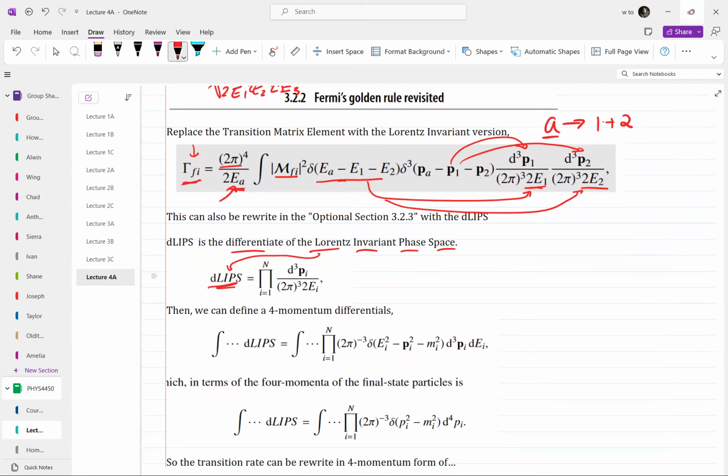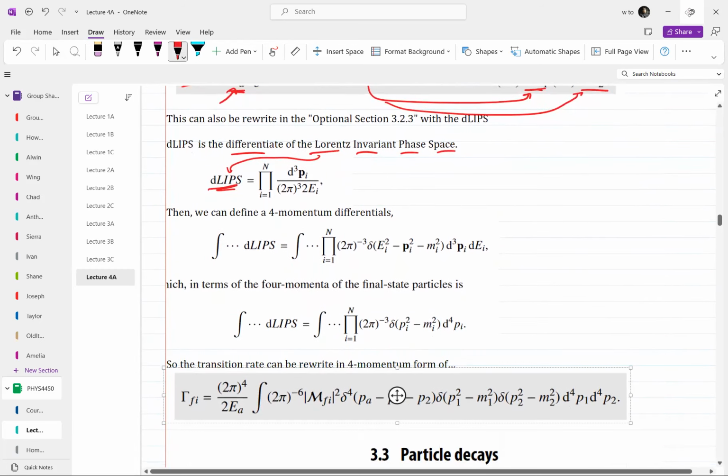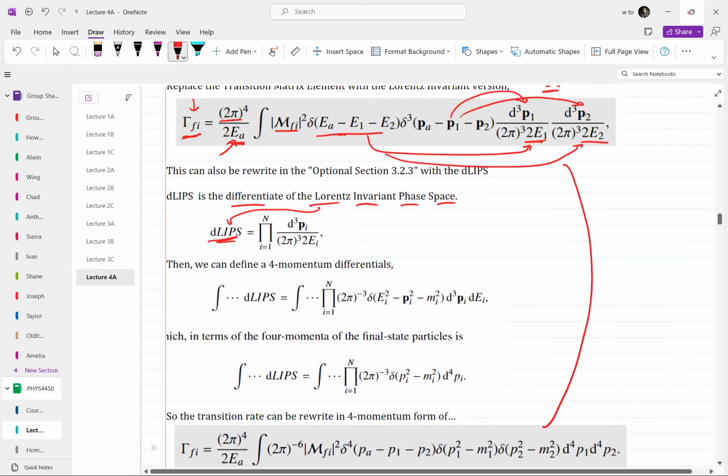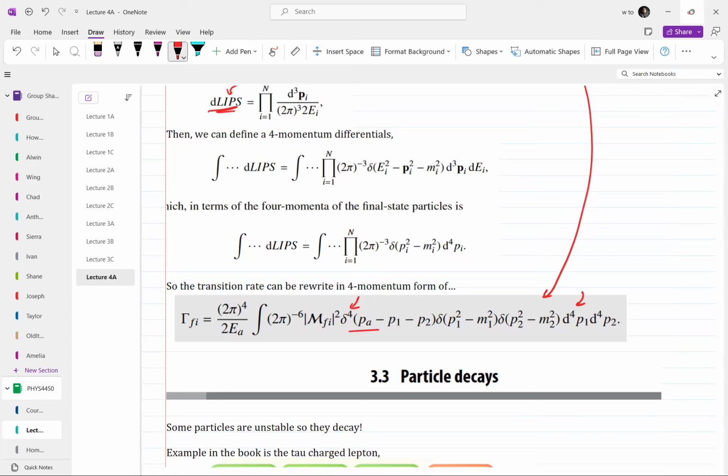And I'm going to try to stay away from this in this class, but Thomson does the derivation, so that's why I just want to show you that. If you were to convert this to the 4 momentum version instead, you will just get a 4 momentum version of the delta function, right? And then the 4 momentum differentials instead, okay?